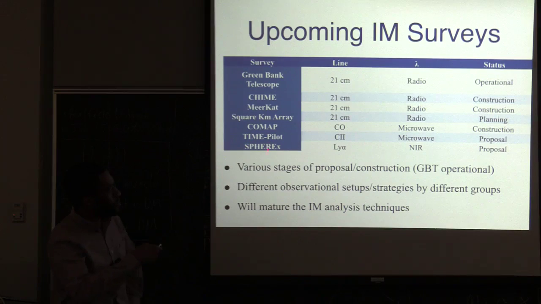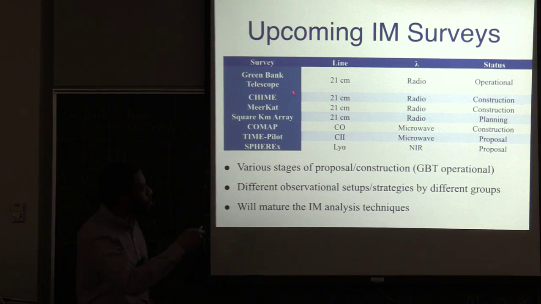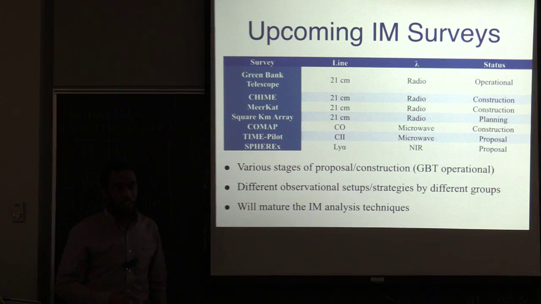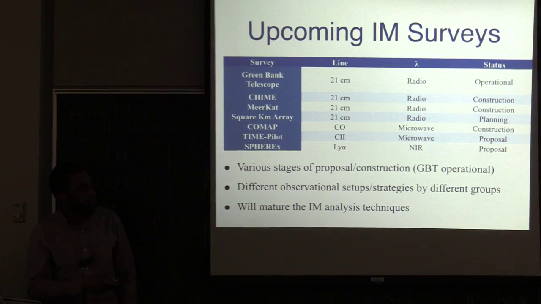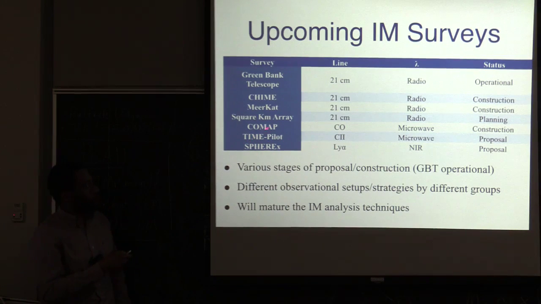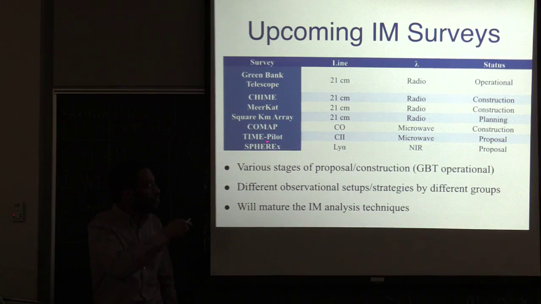Here is a list of different surveys that will be online in the future. So these are all the 21 centimeter surveys. Specifically, some upcoming ones are CHIME, which is currently being constructed and should detect the BAO signal from 21 centimeter. And then, of course, there's MeerKAT and SKA, which will be coming online in the future. There's also COMAP, which I've been involved with in the past, which is a CO mapper, which is being constructed right now at Stanford. Specifically, the spectrograph is being constructed at Stanford.